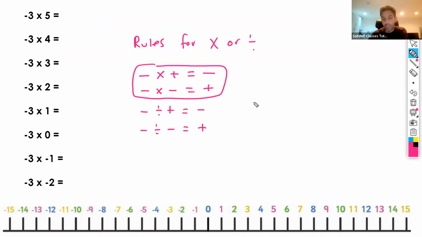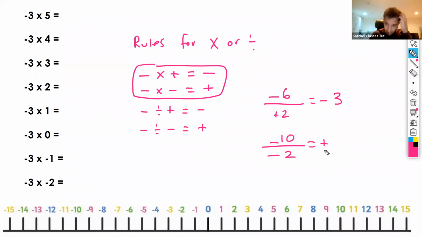So for instance, if we had, say, -6 divided by +2, or just 2, well, a negative divided by a positive is going to give us a negative answer. So -3 would be the correct answer. But if you had, say, -10 divided by -2, well, a negative divided by a negative gives us a positive answer. So the answer is going to be +5.